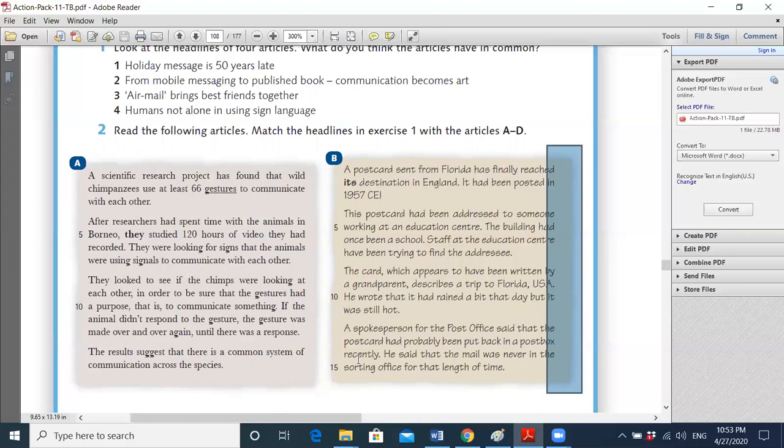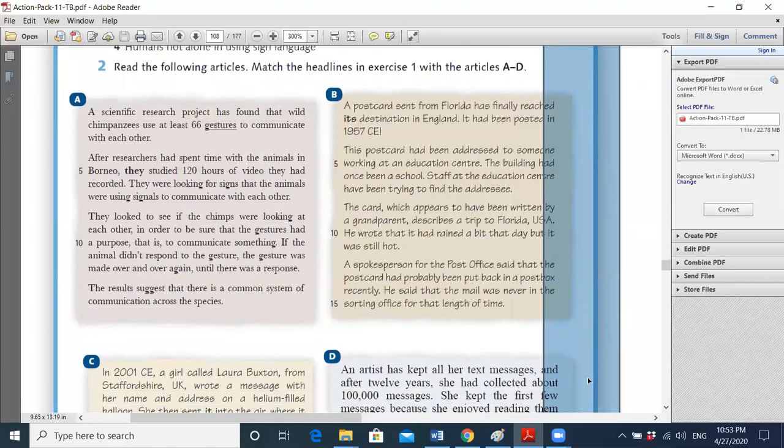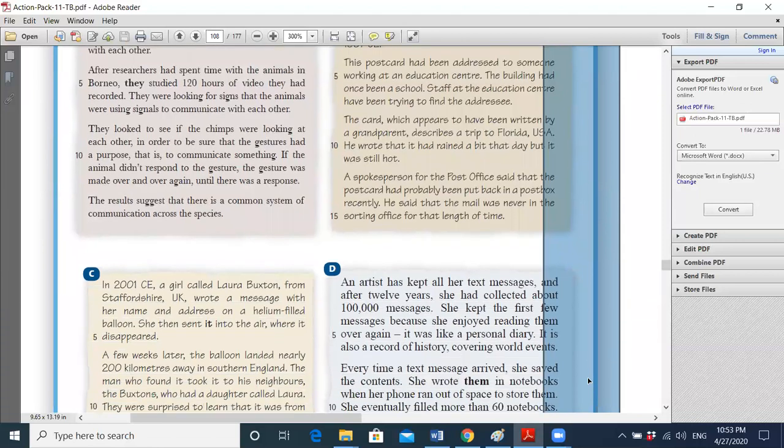So what is a good headline for this article? From the headlines on top of the page, you can see number 1 says, holiday message is 50 years late. This is probably the most appropriate headline for this passage. Moving on to passage C.